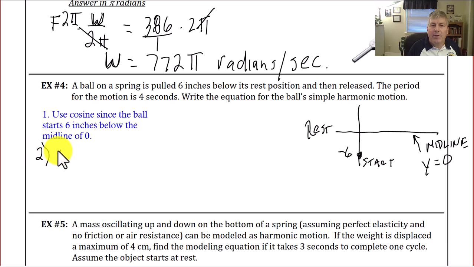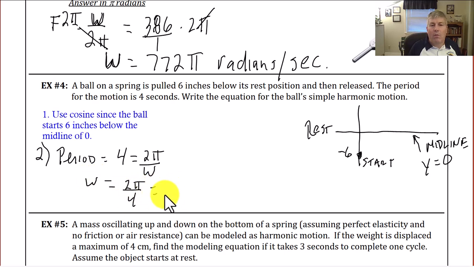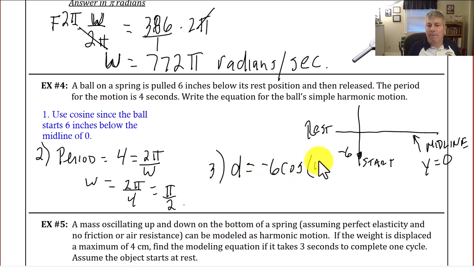Second, since our period is 4 seconds, for the period for the motion is 4 seconds, we can solve for our omega, right? So 4 equals 2 pi over our omega, and in solving for our omega, we get omega equals 2 pi over 4, or pi over 2. So then our function becomes d equals -6 cosine of pi over 2 times t.